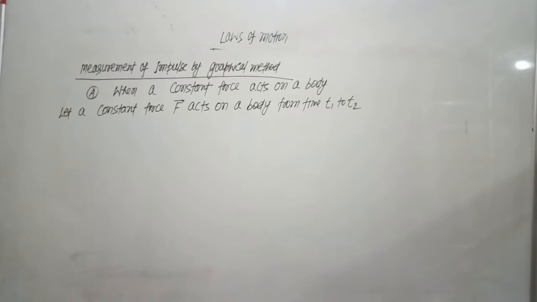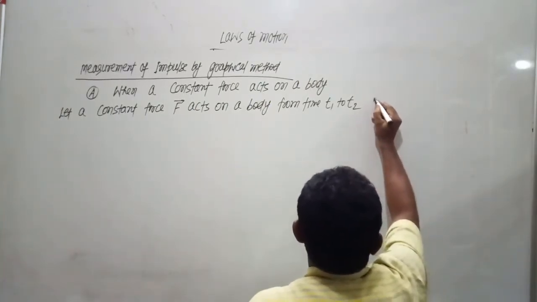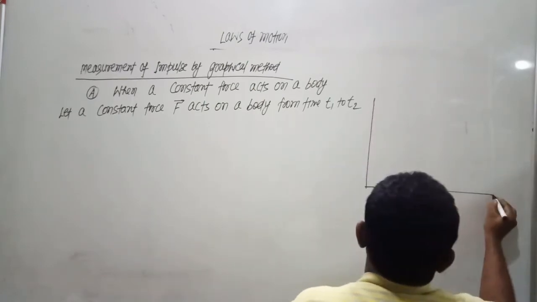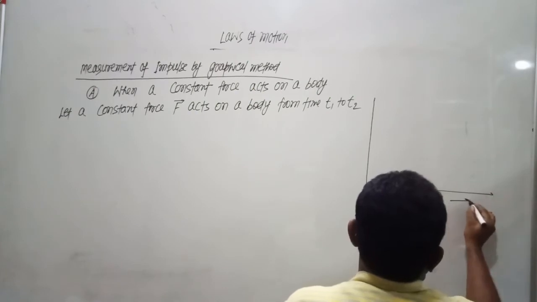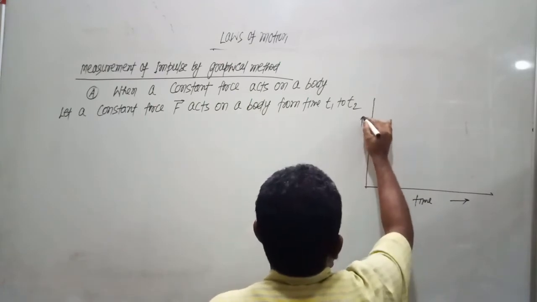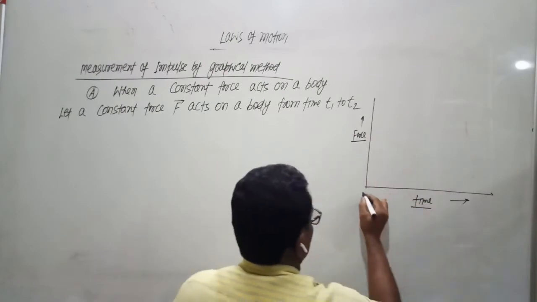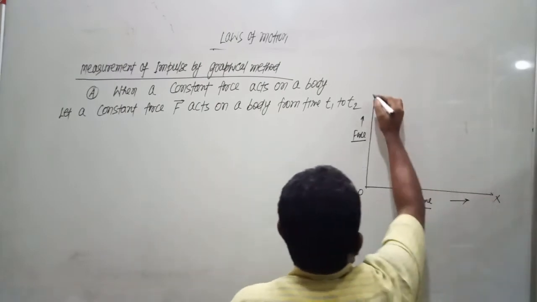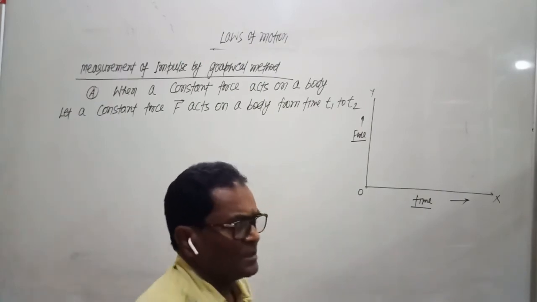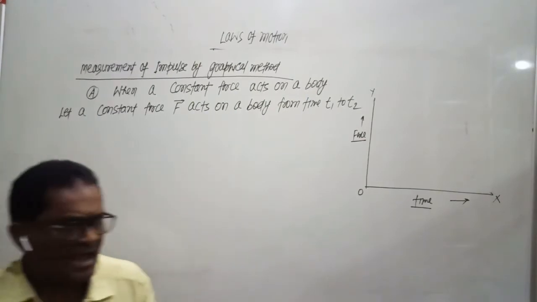So for its graph, time is always taken on the x-axis. This is the time axis and this is the force axis. On the y-axis we take force and on the x-axis we always take time. Since force is constant, therefore the graph will be a straight line parallel to the time axis.